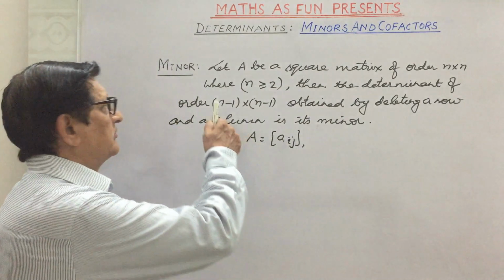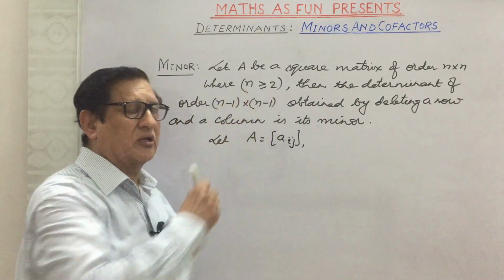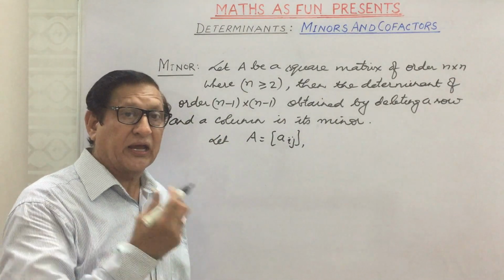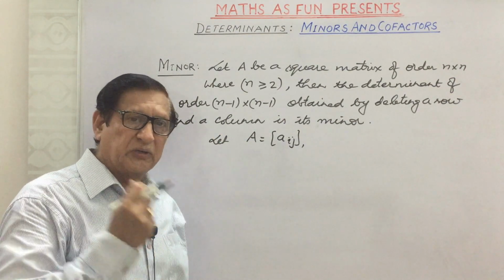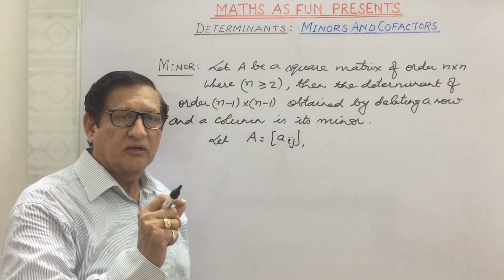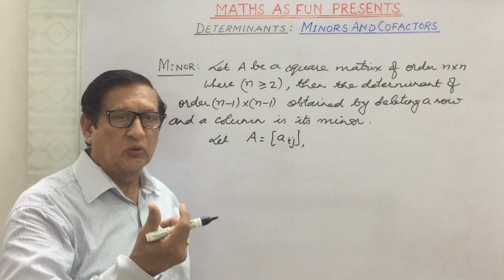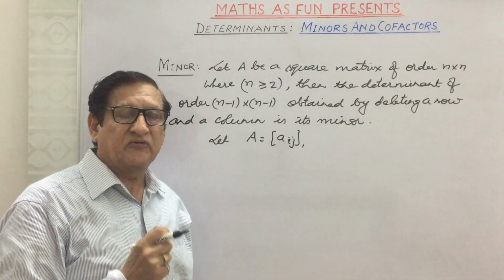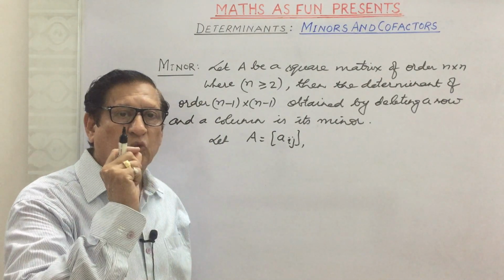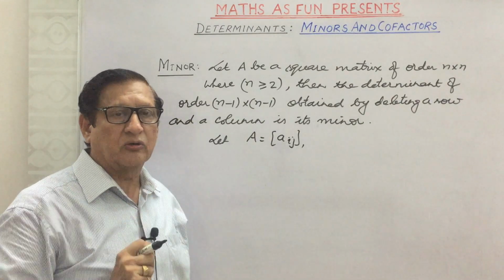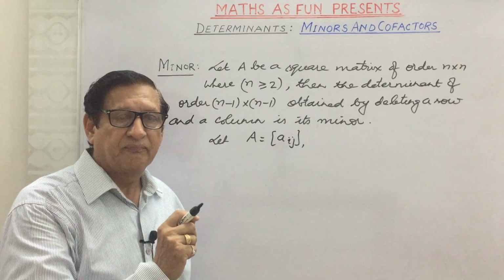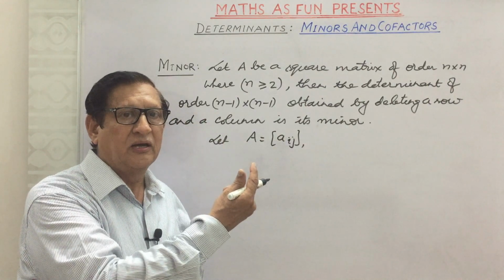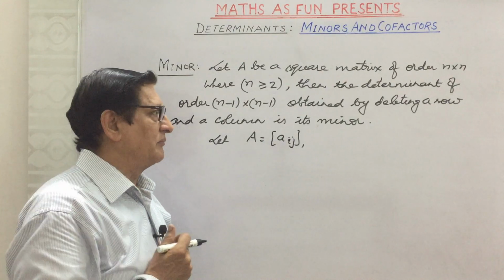What is a minor? If we have a square matrix A of order n into n, where n is greater than or equal to 2, it means the matrix is of order either 2 into 2 or more than that. Then any determinant which we obtain by deleting one row and one column of the matrix is known as its minor. It means the order of the minor will be n minus 1 into n minus 1.